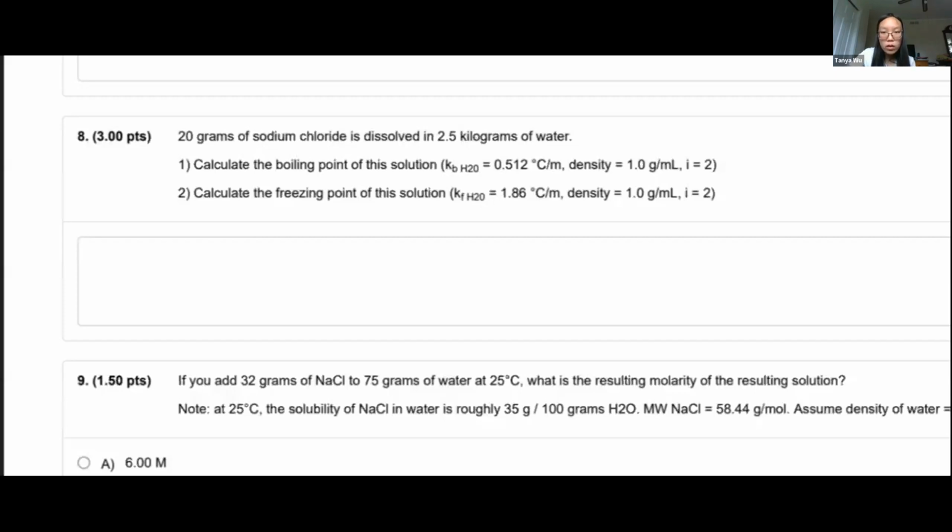Okay, so hopefully you understood that. It's just the constant which they give you times the molality, which we calculated in the last question, times the Van't Hoff factor, which is 2 because it's an ionic compound.